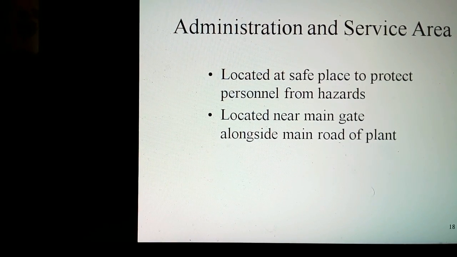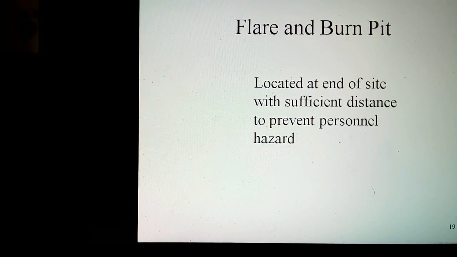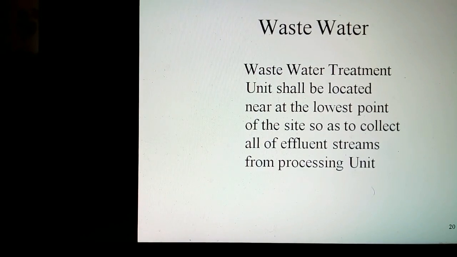The administration and service area shall be located at a safe place on the site in order to protect personnel from hazards. It shall preferably be located near the main gate alongside the main road of the plant. Flare and burn pit shall be located at the end of the site with sufficient distance to prevent personnel hazard. Wastewater treating unit shall be located near the lowest point of the site so as to collect all of effluent streams from the processing unit.